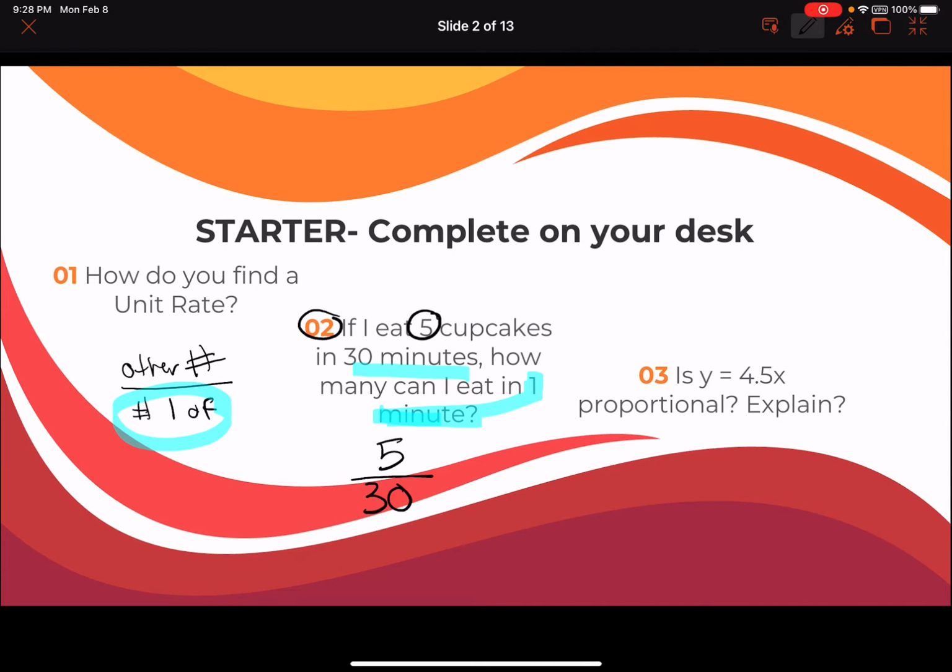Now we want a simplified fraction, so we can simplify it by dividing both by 5. And we get 1/6, okay? Or I can eat 1/6 of a cupcake per minute. That is what that means.